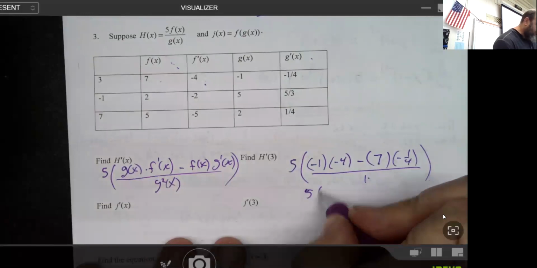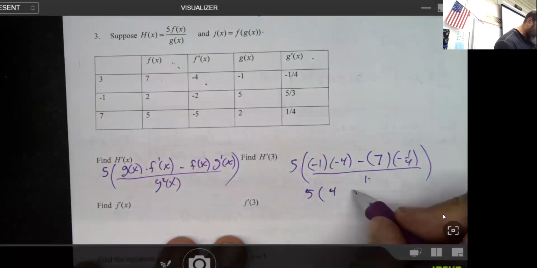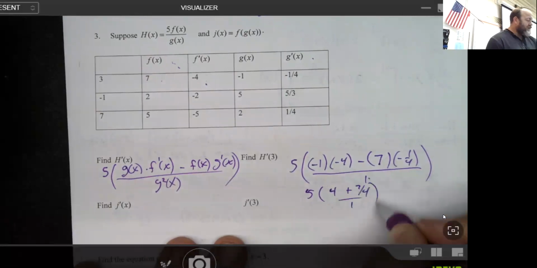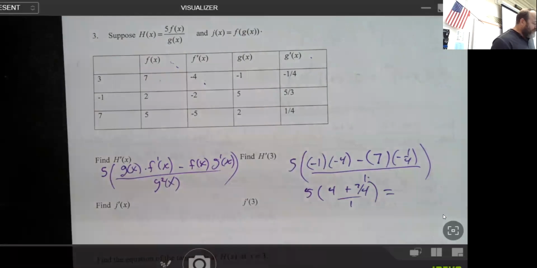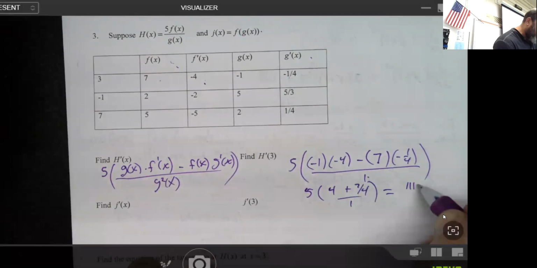I guess negative 1 times that is positive 4. We got 7 times 1/4 is 7/4 all over 1. This is starting to look a little bit messy. Hopefully this comes out okay, but when I did my work a little bit ago, I got 114 over 5. That feels wrong to me. 115 over 4. I just read my notes wrong.